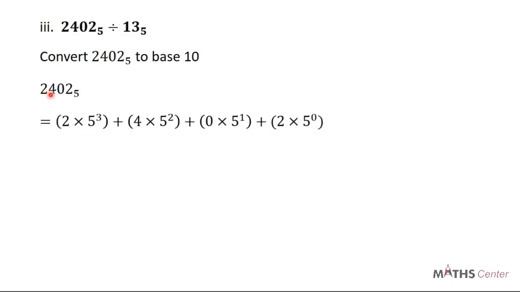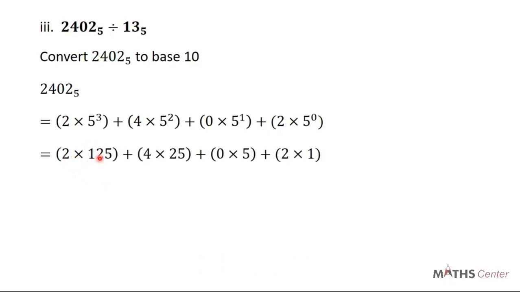So in converting it, we know that you multiply each digit with the base. So 2 times 5, 4 times 5, 0 times 5, then 2 times 5. You order them, so 0, 1, 2, 3. We've done a lot of this, so you should be conversant with this process by now. So we are going to have 2 times 125 plus 4 times 25 plus 0 times 5 plus 2 times 1. 2 times 125 will give us 250, 4 times 25 will give us 100, 0 times 5 will give us 0, and 2 times 1 will give us 2. You add everything here and you are going to get 352.